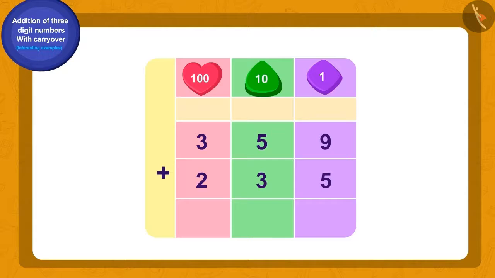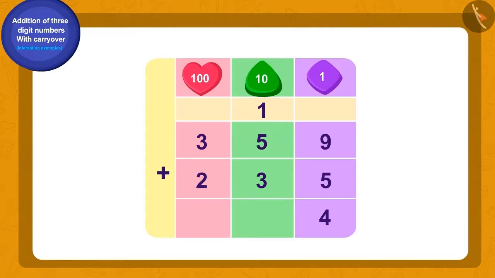Add 9 and 5, and what do we get? 14. How do we write 14 using carryover? Alright, we will write 4 of the number 14 in the ones place and then carry over 1 to the tens place like this.